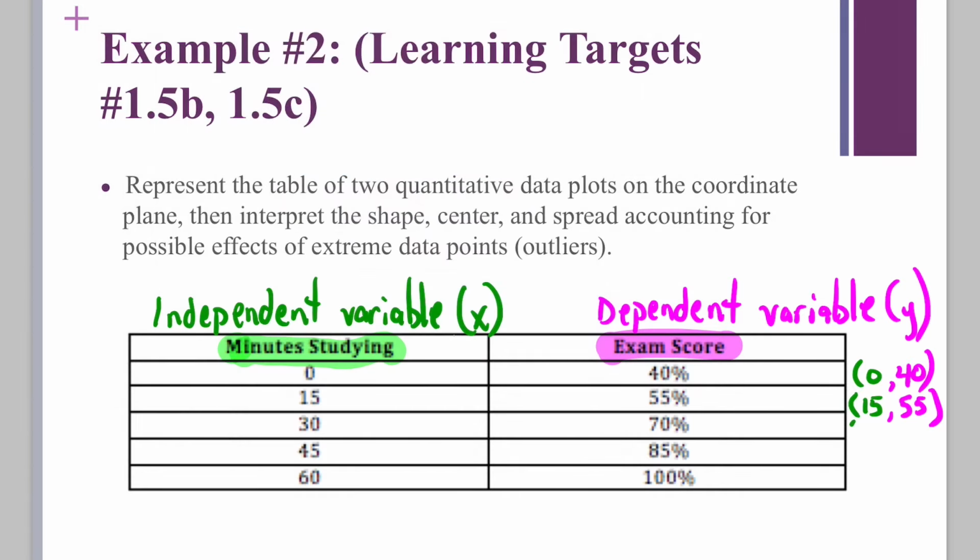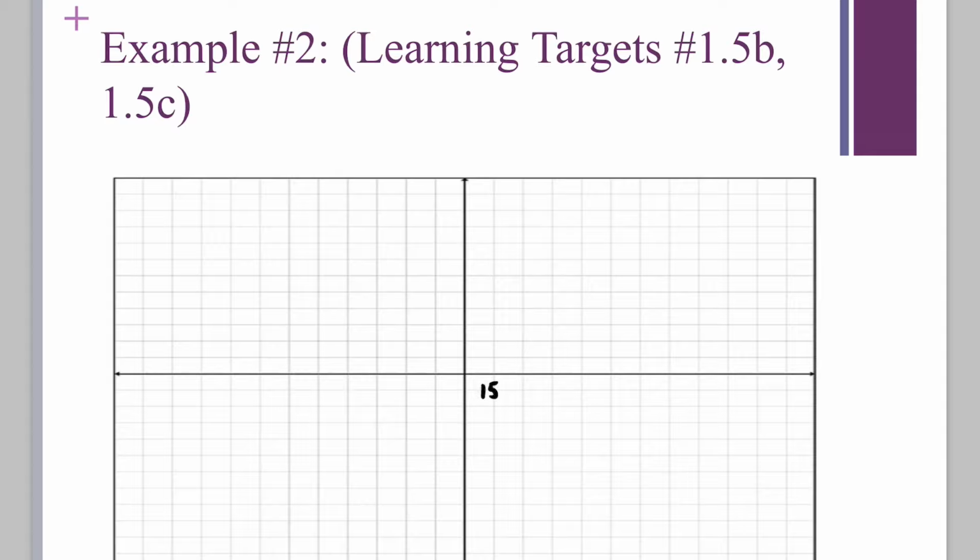So looking at a coordinate plane, we have our origin. Now one thing that we have to realize is that these points are a little larger than 0, 1, 2, 3, 4, 5. So we're going to have to change our scale, and that's okay. So our scale is going to be by 15. So we have 15, 30, 45, and 60. Actually, let me double check. So 0 minutes of studying and 15, that is correct.